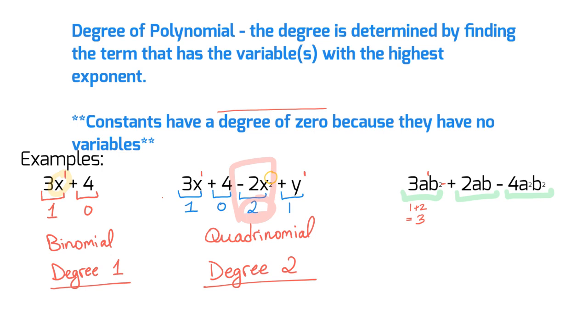Our second term has an a and a b, both of them exponent 1. So again, the overall degree of this term is 2. In our third one, we have both of them are squared. So we're just going to add up the exponents here. So this term is degree 4. So overall, when we're talking about this polynomial, we are choosing the term with the highest degree. In this case, this is the term with the highest degree. So we have a trinomial of degree 4.